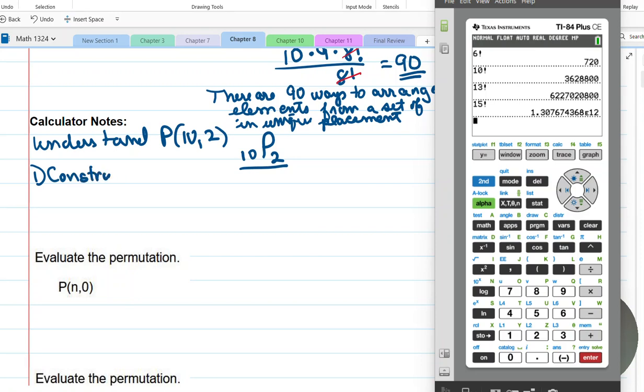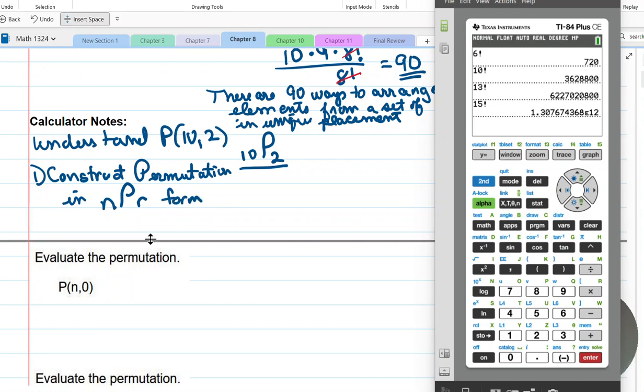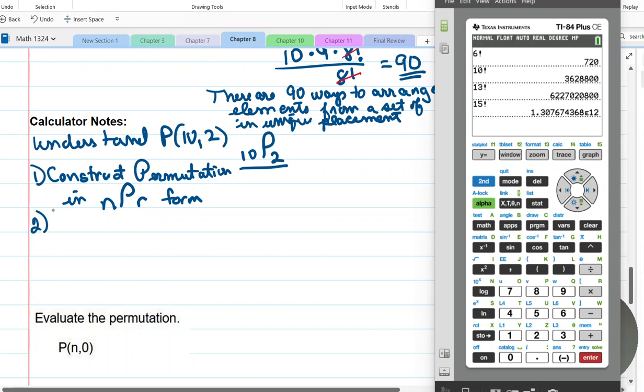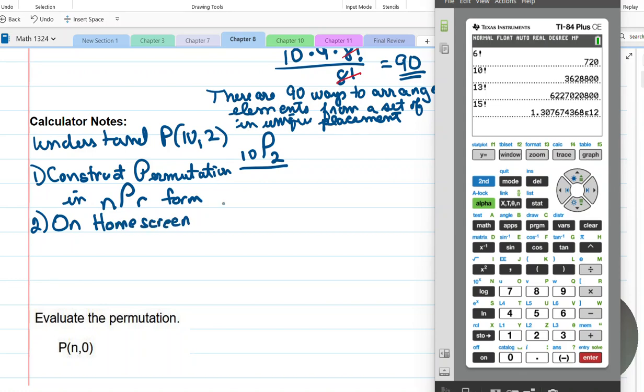So our first one is to construct permutation in an NR form for your notes so you'll know what is needed. Our second step, on home screen, place value. All right. Then we do what we did with the permutation.